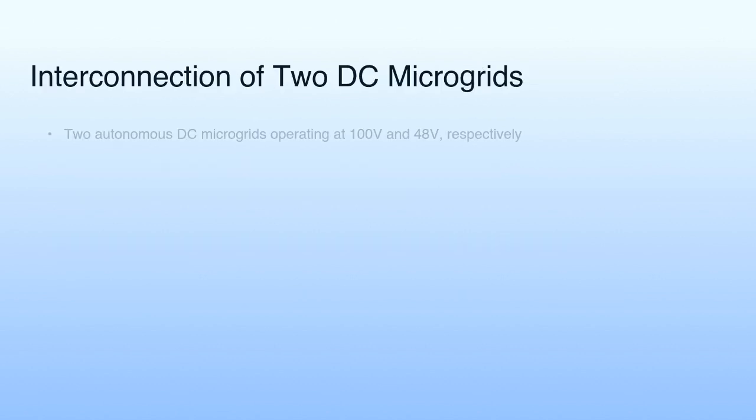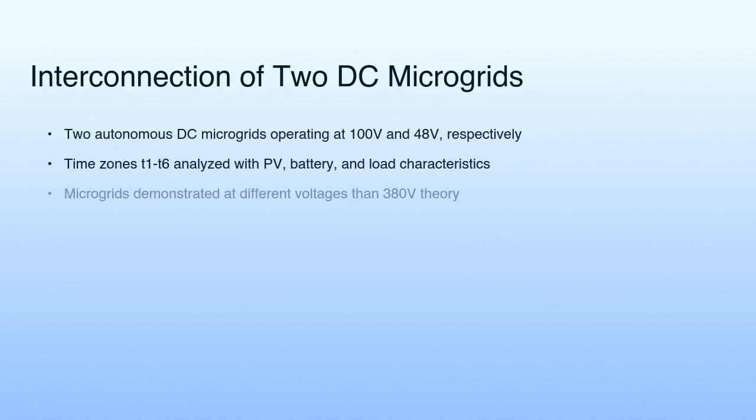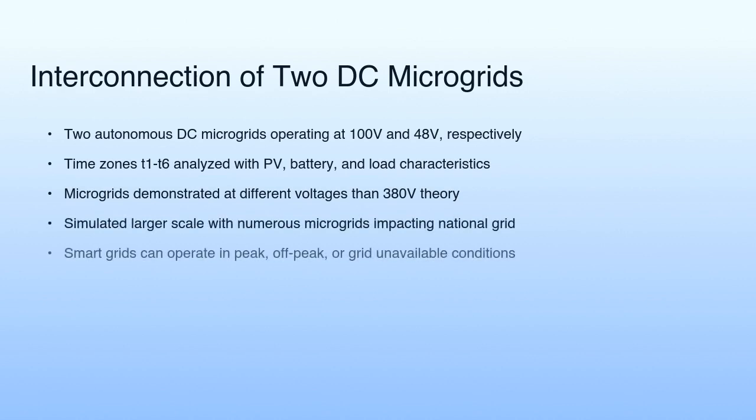Two autonomous DC microgrids operating at 100V and 48V are interconnected, with time zones analyzed to demonstrate PV, battery, and load characteristics, simulating a larger scale scenario with numerous microgrids impacting the national grid.